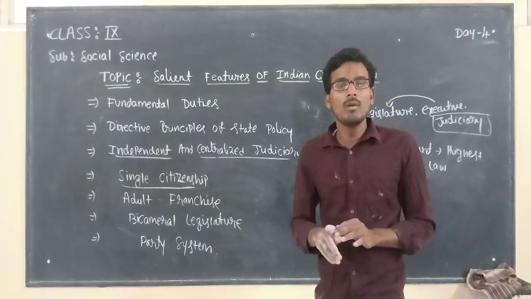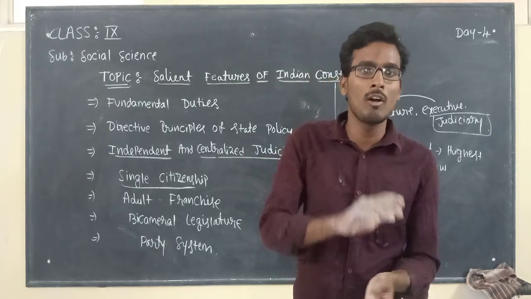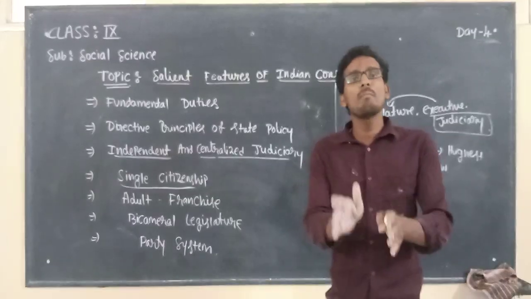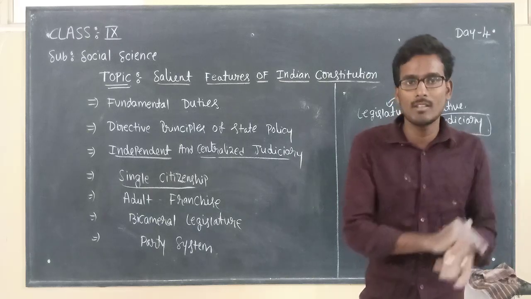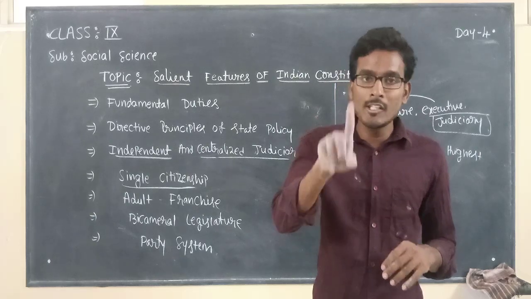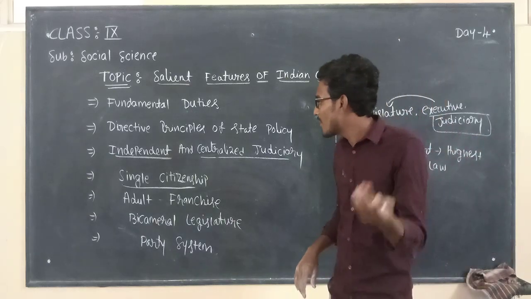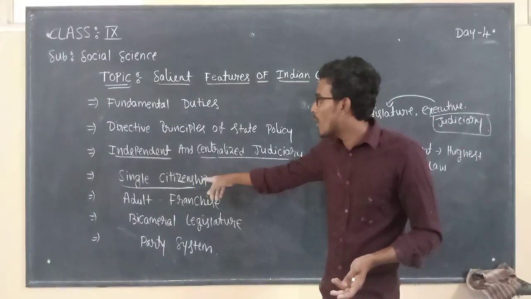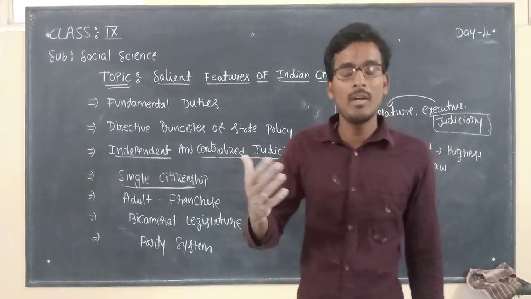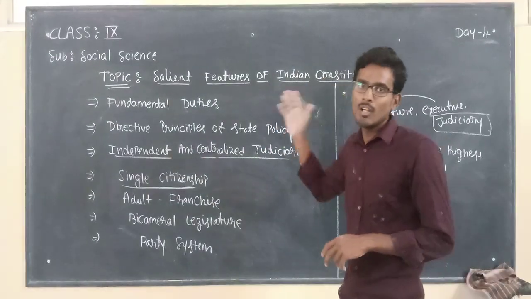For example, a person belonging to the state Karnataka doesn't have any citizenship from the Karnataka government, he has citizenship from the Indian government only. In the same manner, a person belonging to Gujarat doesn't have any citizenship from the Gujarat government, he has only one citizenship, which is Indian citizenship. So why did our constitution adopt single citizenship? In order to promote nationalism among Indians.